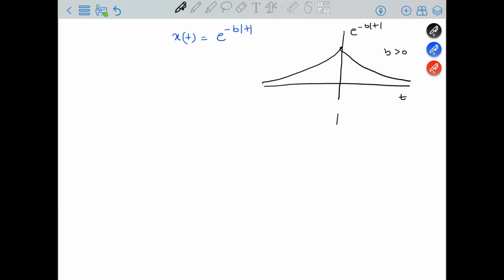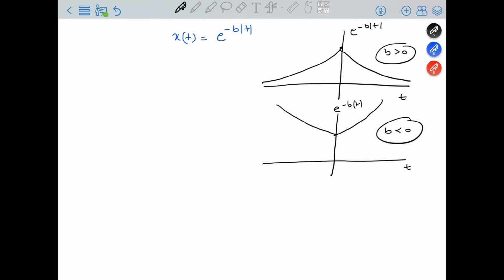And if we take b less than 0, then what will be the value? For b less than 0, it will be an increasing value. So this is your e raised to the power minus b mod t, and this is your time axis. So this is the graphical intuition of both of these curves for b greater than 0 and b less than 0.